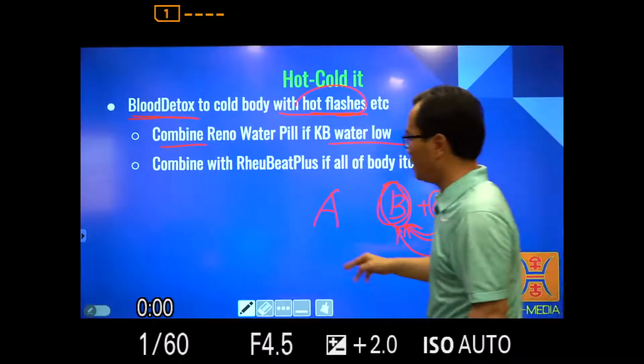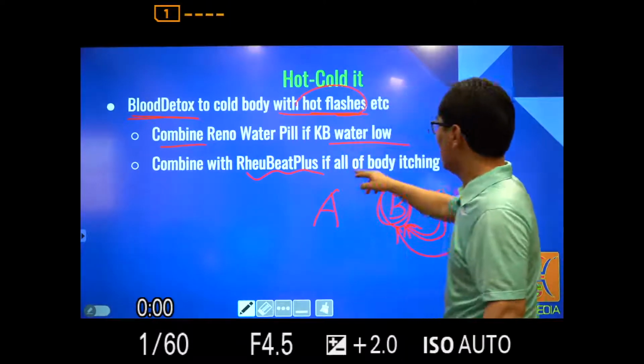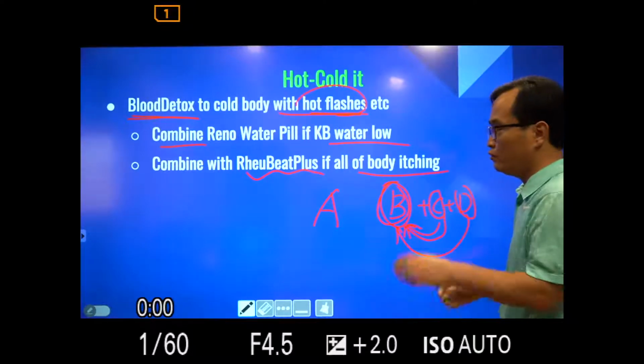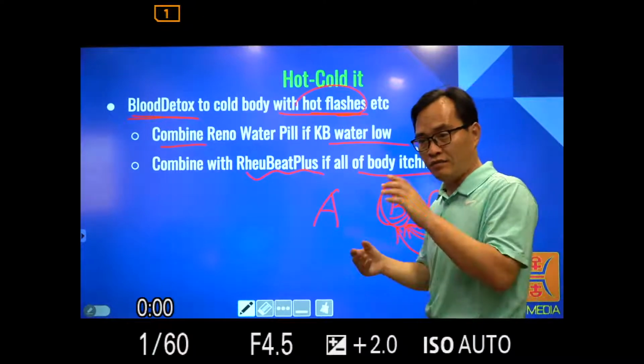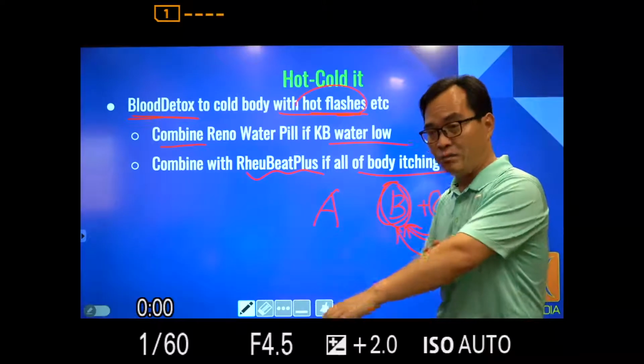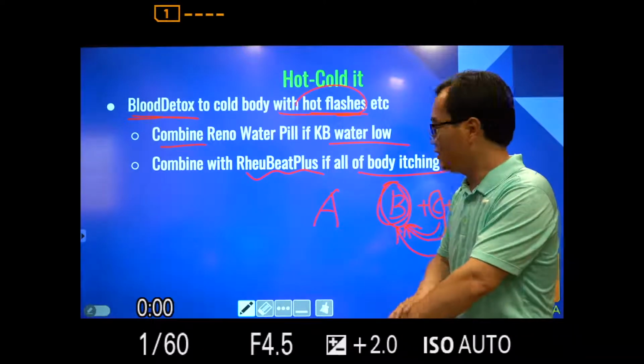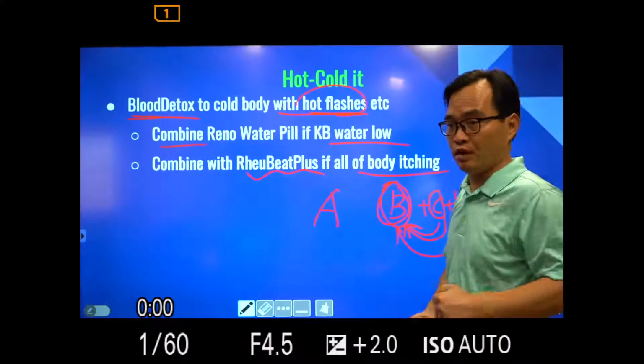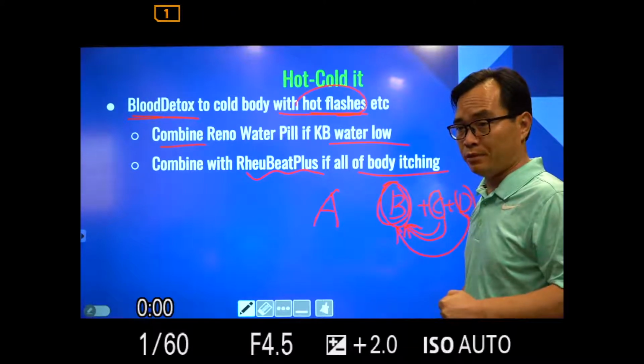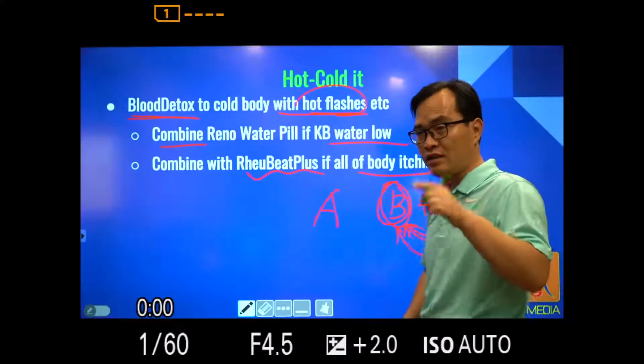Renal Water Pill C will help the B to work for the hot flashes, for reducing the hot toxin, and combine the Ruby Plus. If all of the body itching, when the hot toxin is too much in your blood, it can make a lot of itchy body. In fact, that is hot toxin making the problems.